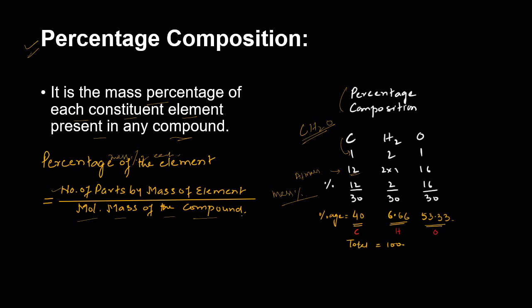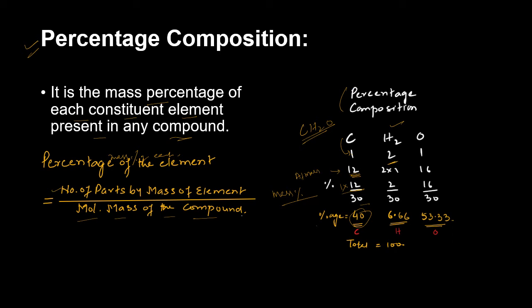So for carbon 1, atomic mass is 12 and mass percentage is 12 upon 30. That is number of parts by mass of element, one part, upon molar mass of the compound, which is 30, and mass percentage will come 40 for this. Carbon is 40%. Similarly, for hydrogen, which is two parts in this compound.